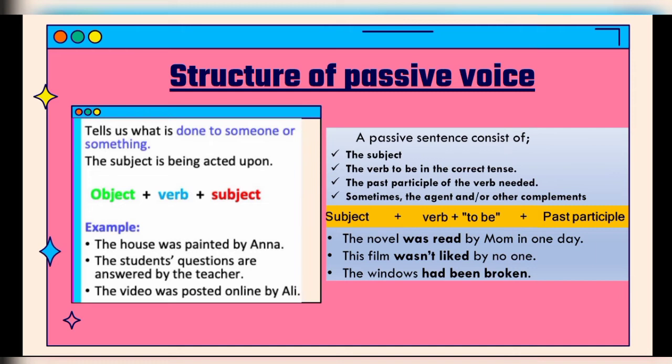So example, the house was painted by Anna. So was painted, it's called past participle. Or the students' questions are answered by the teacher. So answered is past participle. And the last one is the windows had been broken. So had been broken is past participle.